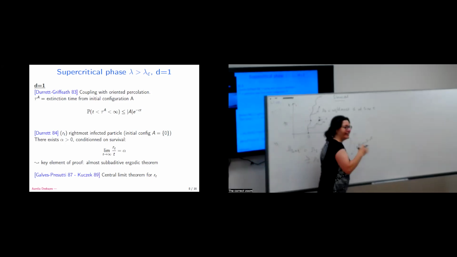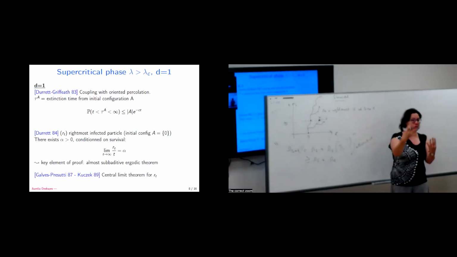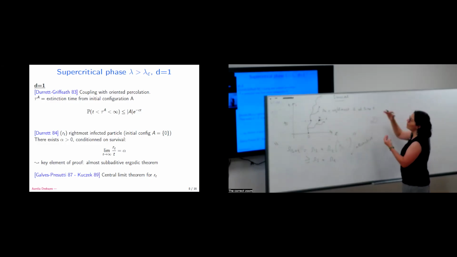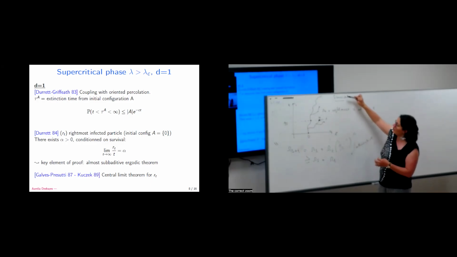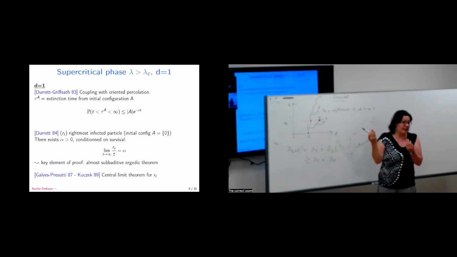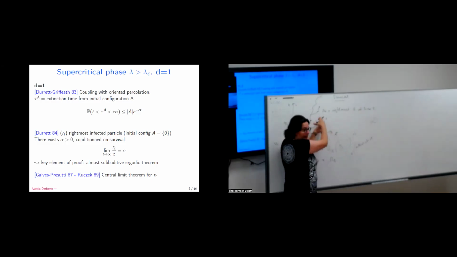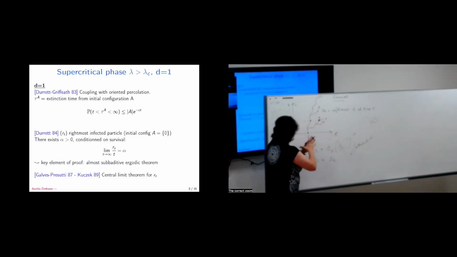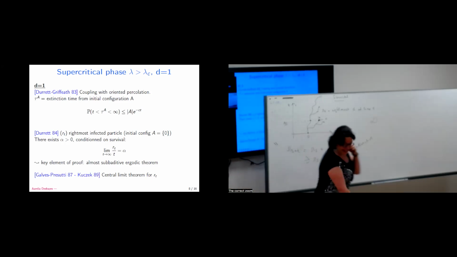Everything is conditioned on survival, so the inequality is in distribution. You're just looking at some random variables, conditioned on survival, and this one is always finite. This one will go extinct in the drawing, but the distribution of the rightmost conditioned on survival is always finite. Okay, it was just to give an idea.